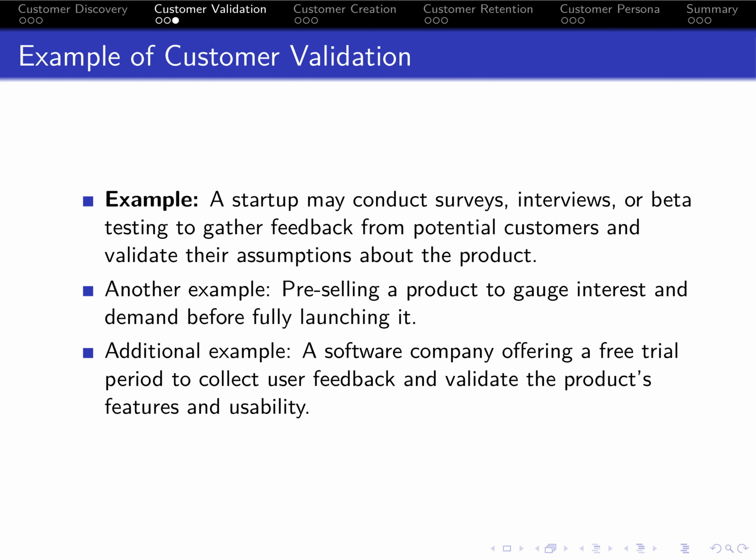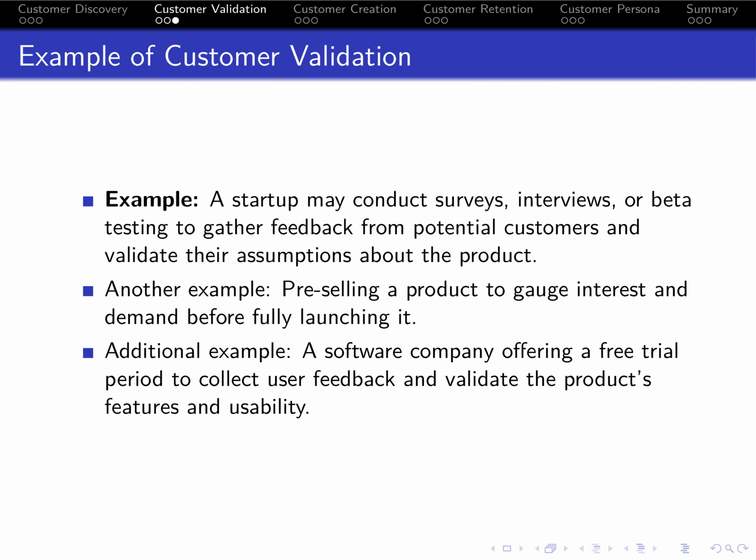In this slide, we delve deeper into the concept of customer validation, with practical examples that showcase how startups can effectively gather feedback and validate their assumptions about their products. One such example is conducting surveys, interviews, or beta testing to understand the needs and preferences of potential customers, enabling informed decisions on product development and marketing strategies. Another strategy involves pre-selling a product to assess customer interest and adjust production and marketing plans accordingly, generating early revenue and building a loyal customer base.